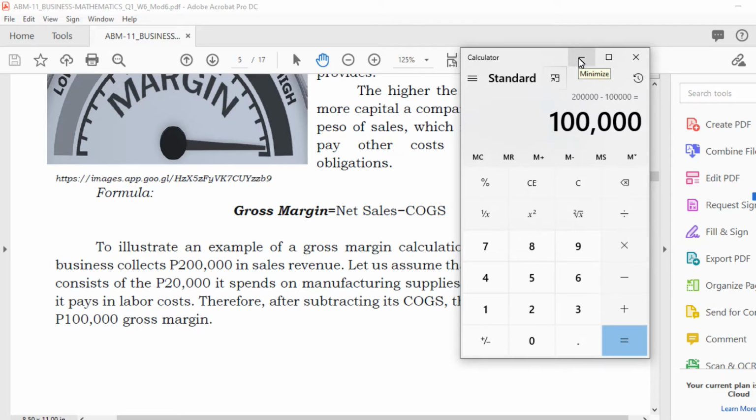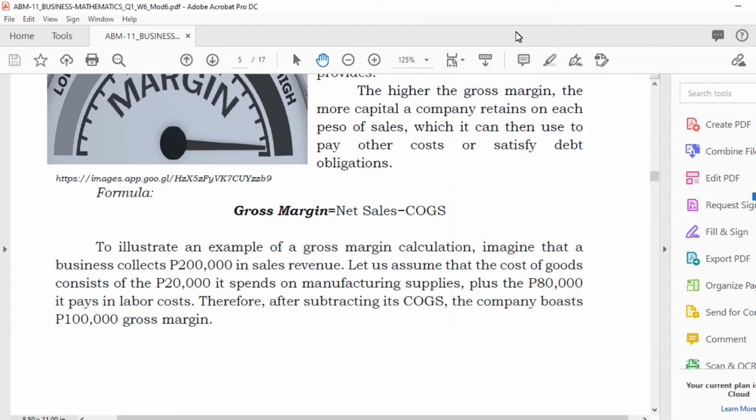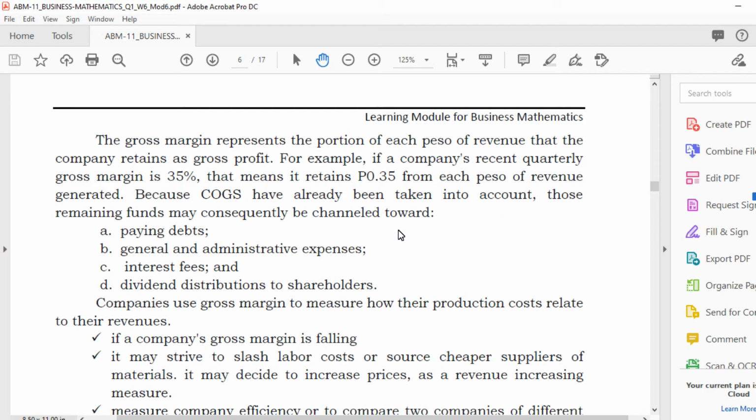Wala pa dun yung net profit mo or the net income, kasi may ilalabas ka pa diyan sa 100,000 na iba pang mga expenses mo sa negosyo. Kasi ano lang naman yung inilabas mo dun, the cost of goods sold. So, the gross margin represents the portion of each peso of revenue that the company retains as gross profit. Kaya nga gross profit pa lang siya. Hindi pa siya yung pure na tubo.